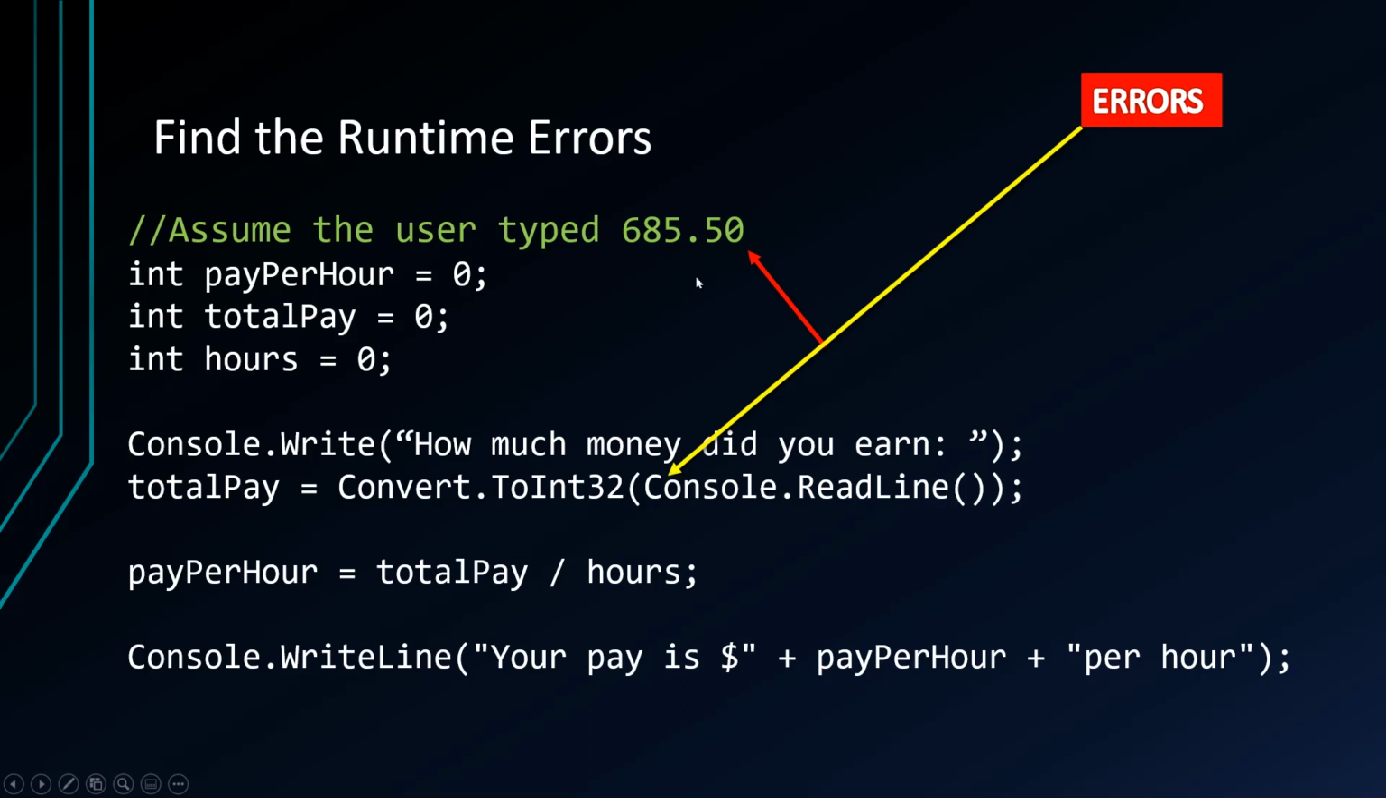The next one is down the next line. You'll notice that we're dividing by hours, but hours, wow, we forgot to update the amount of hours in the program. So it is still set at 0. So when we go to do this division, and because we're dividing integers, we're actually going to end up with a divide by 0 error. So those are 2 quick runtime errors that we see fairly commonly. You're going to see a lot more.